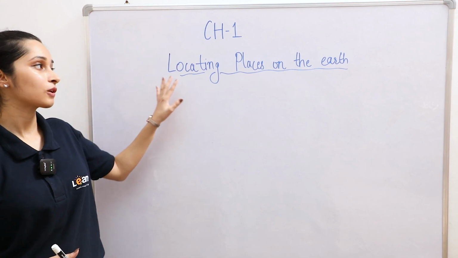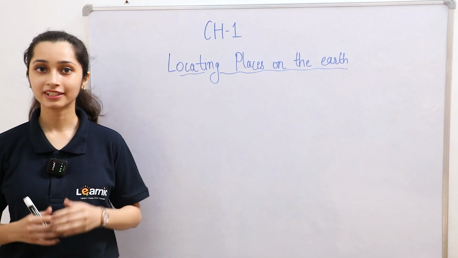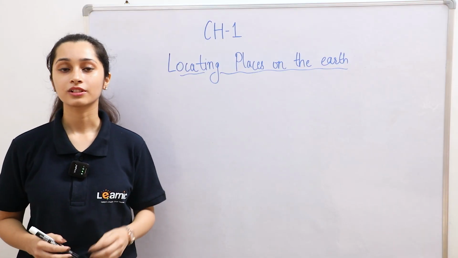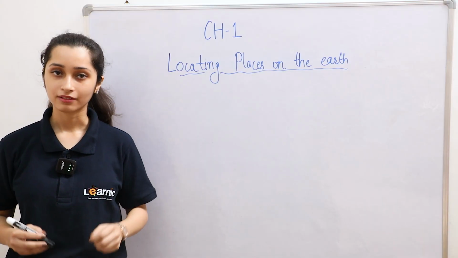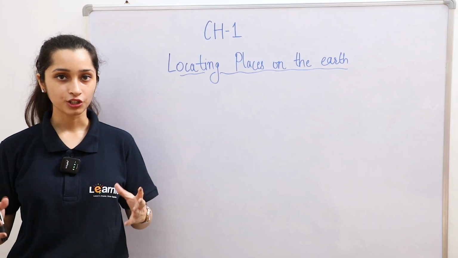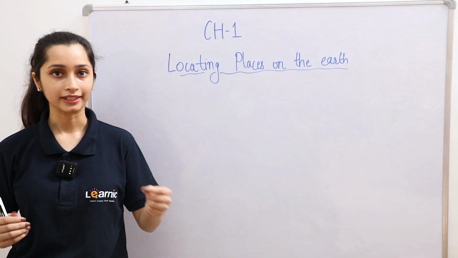फर्स्ट चैप्टर दैट इज लोकेटिंग प्लेसेस ऑन द अर्थ। इसका मतलब है कि हम धरती पे कौन सी जगह कहाँ है इसे लोकेट करेंगे। सो स्टूडेंट्स, वेरी इंपॉर्टेंट कॉन्सेप्ट इज मैप्स। वी यूज मैप्स टू लोकेट प्लेसेस ऑन द अर्थ। मैप इज बेसिकली अ पिक्चर दैट shows where a particular thing is located.